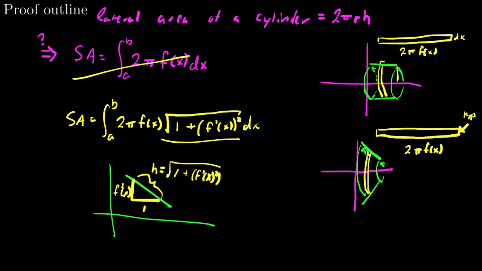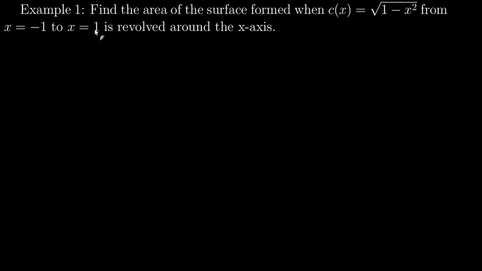Now, let's go ahead and try a couple of problems. Example 1: find the area of the surface formed when c of x equals the square root of 1 minus x squared from x equals negative 1 to 1 is revolved around the x-axis. First thing, I'm going to dive in and just do the calculus and algebra without thinking about what this really is. Then we'll come back and see why it all makes sense.